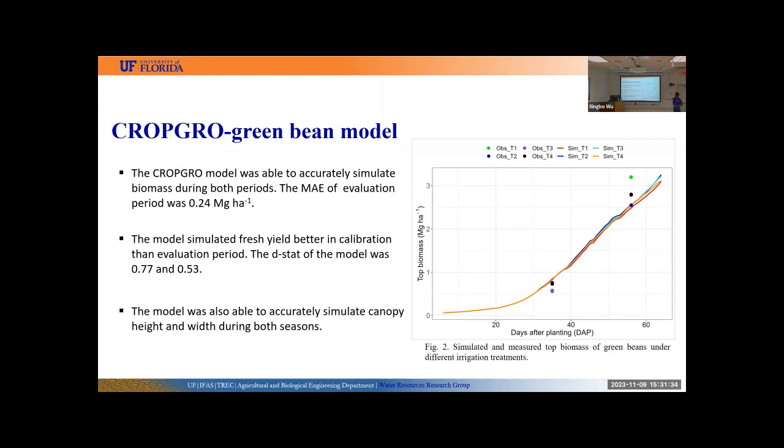Then we evaluated the CROPGRO green beans model for simulating green beans biomass and yield. The result has shown that this model was able to accurately simulate the biomass. For instance, the mean absolute error during the evaluation period was 0.24 gigagram per hectare. The model's calibration period performance was better than the evaluation period performance in simulating the fresh yield. For instance, the R-squared during the calibration period was 0.77, and during the evaluation period, it was 0.53. However, this model was able to simulate canopy height and width with good accuracy during both seasons.